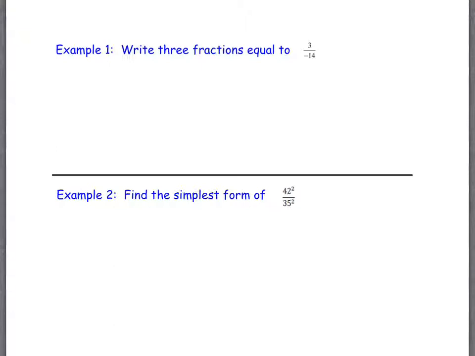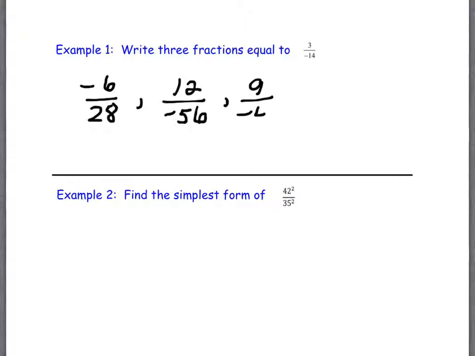Okay, so somebody give me one of the numbers, just one of the numbers you wrote down. All right, -6 over 28. Do you guys agree? Looks good? Okay. How about 12 over -56? What do you guys think? That'll work? Something else? 9 over -42. Does everybody agree?